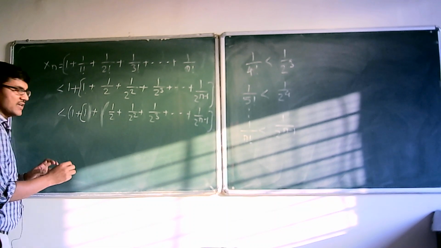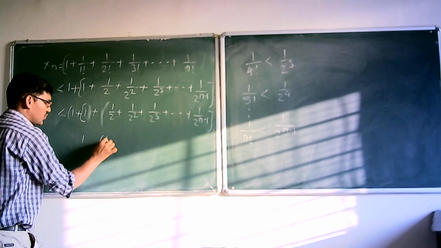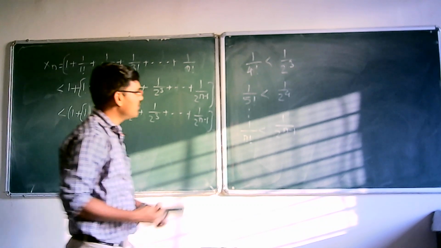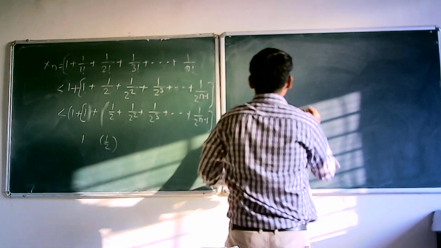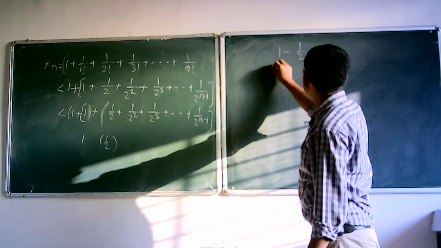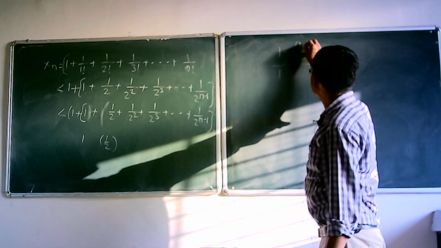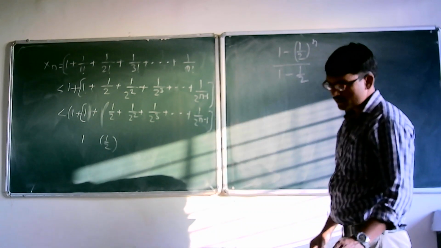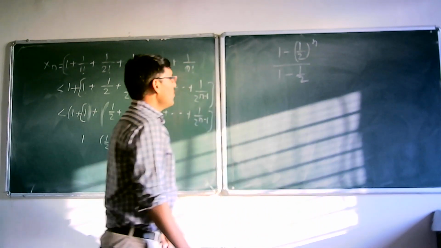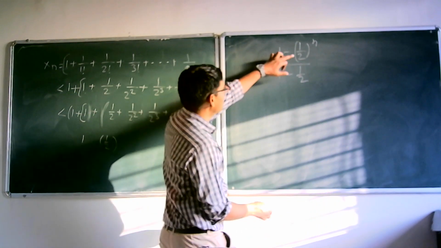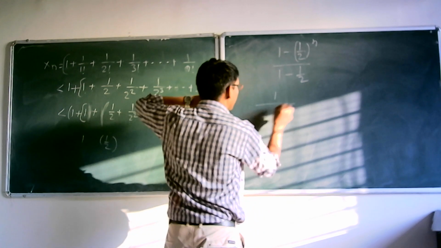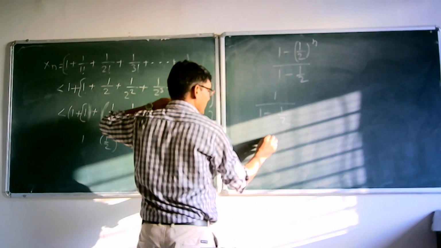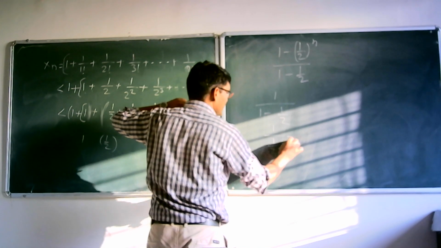This is a geometric series, having first term 1 and common ratio 1 by 2. Also, what is its sum? Its sum is (1 minus (1 by 2) raised to n) divided by (1 minus 1 by 2). Now as limit n tends to infinity, this term becomes 0. So it is 1 divided by 1 minus 1 by 2, which is 1 divided by 1 by 2, so it is equal to 2.